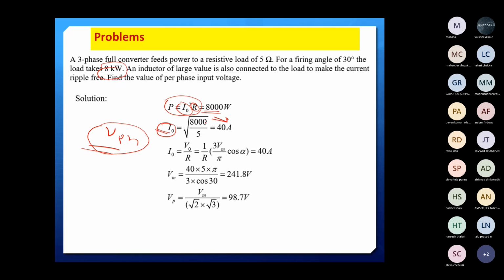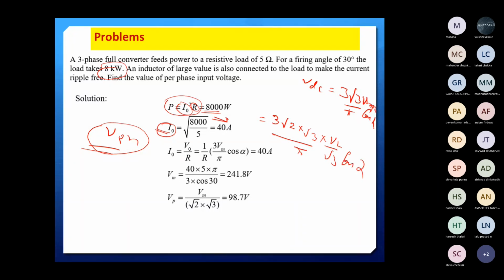But according to our 3-phase full converter, what is our expression? VDC expression, you can see that 3 root 3 Vm by pi into cos alpha. This is the phase voltage we have to represent. So that's the reason what we'll do is 3 into root 2 into root 3, this is the line voltage, by root 3 by pi into cos alpha. This way also I can write.